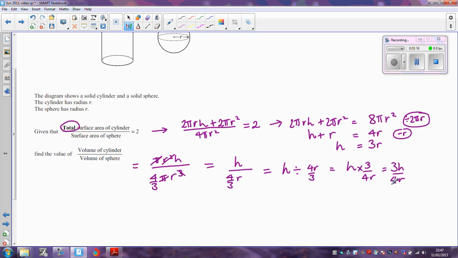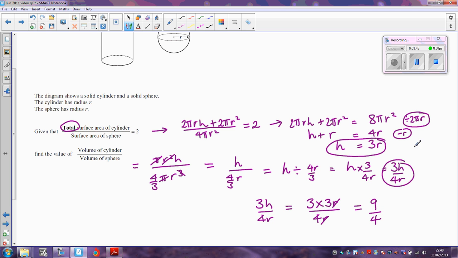Now, if I want to simplify that, I'm looking for a value here. So let's just have a look at how I can put these two together. The thing that I'm looking for, well, that's my 3h divided by 4r. Well, instead of the h on top, I can actually write 3r. So instead of 3h, I can write 3 times 3r, and that's divided by 4r. I can now see that the r's cancel, and I'm left with 9 over 4.